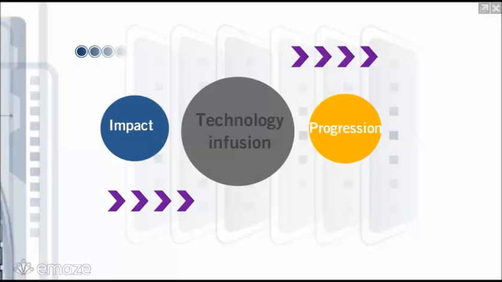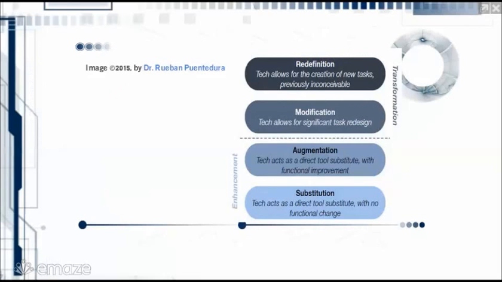And there are 4 levels of this model, and the first 2 are more on the enhancement level, and the last 2 are more on the transformation level. The first level is substitution, where you're just substituting technology for a different tool. That would be like typing a paper instead of writing the paper.